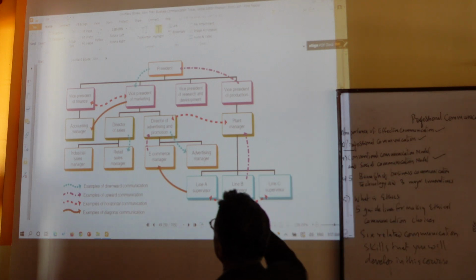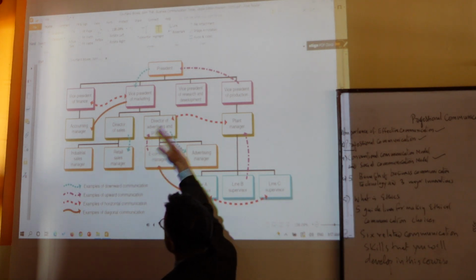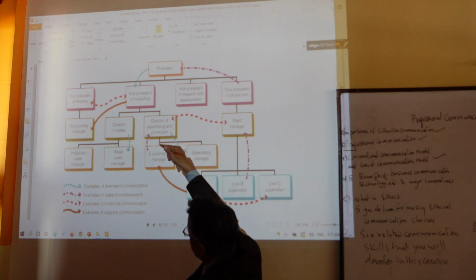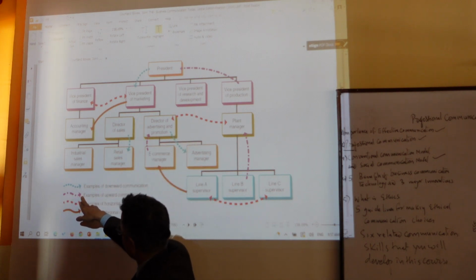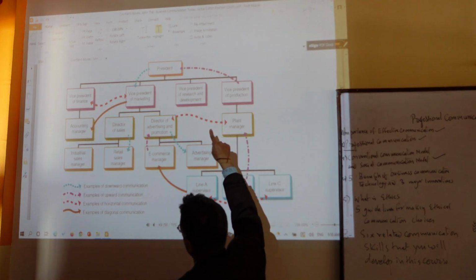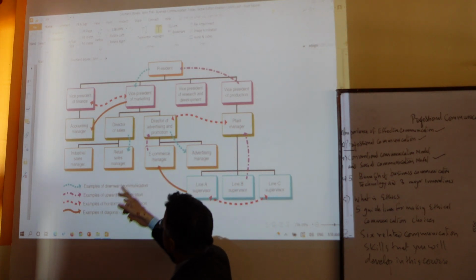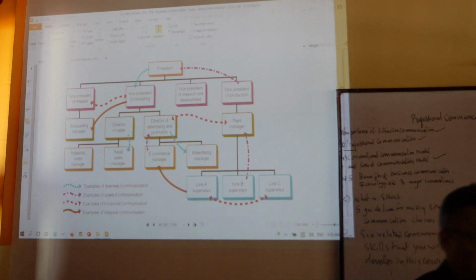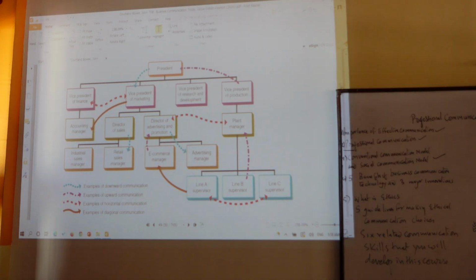So the green line shows downward communication. Can you see the down arrow? This red line shows upward communication. You can see this one, upward communication. This shows diagonal communication. So communication can be upward, it can be downward, it can be diagonal.